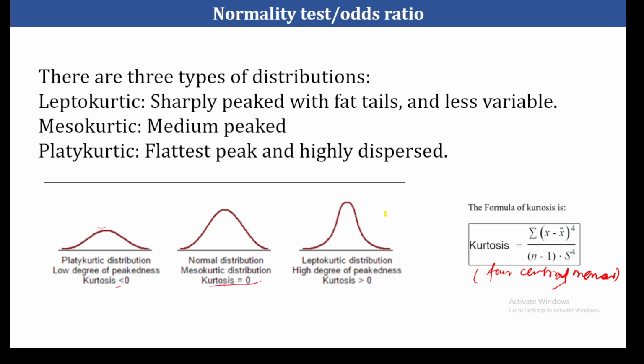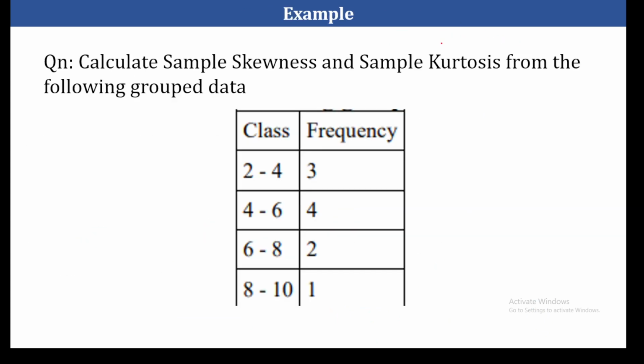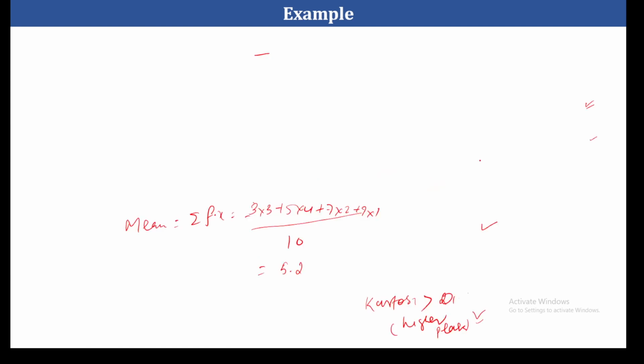If kurtosis is less, it means platykurtic. If kurtosis is equal to 0, it's a normal distribution. Leptokurtic will be greater than that. So it's a fourth moment. It was the third moment here. This one is the fourth moment. Even we can get the skewness and kurtosis for this following group of data also. We have done that already.